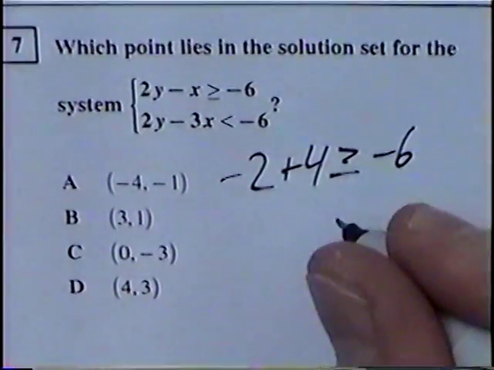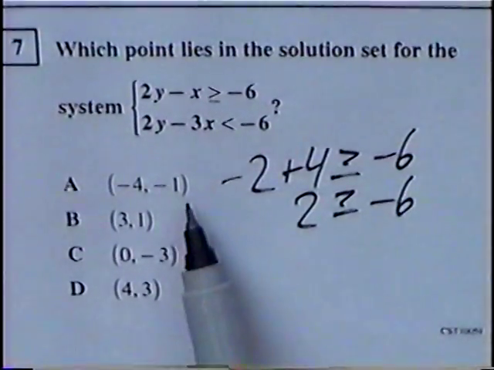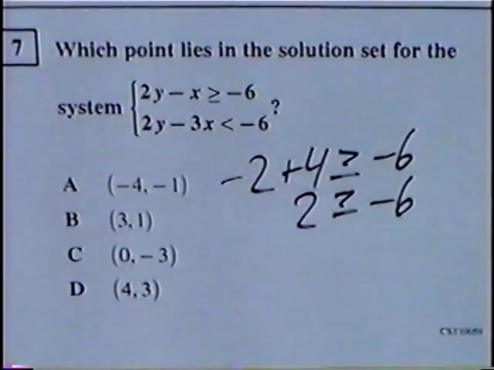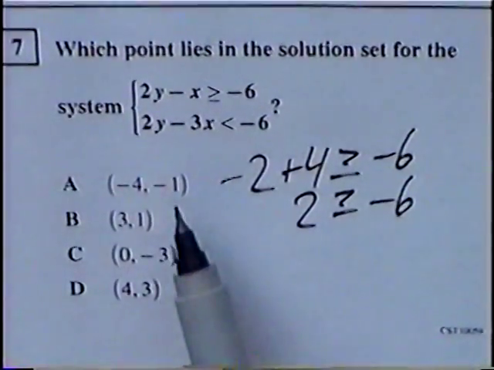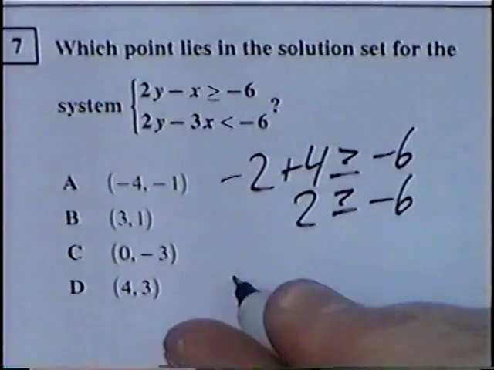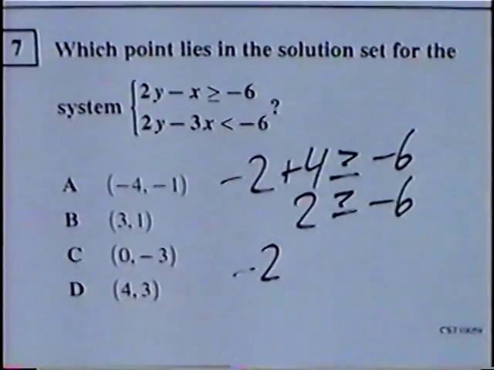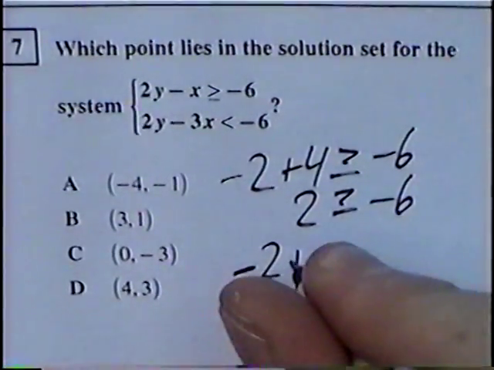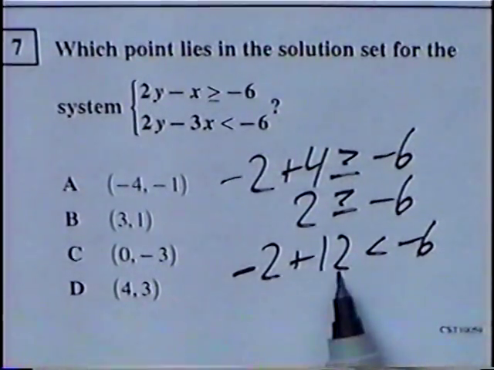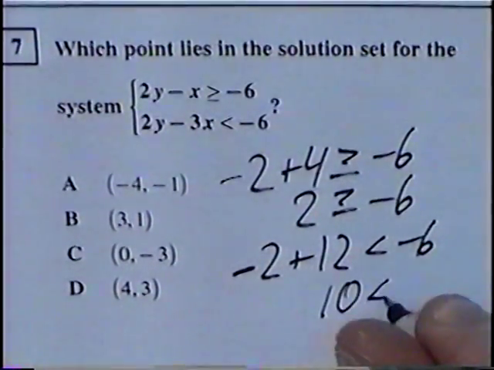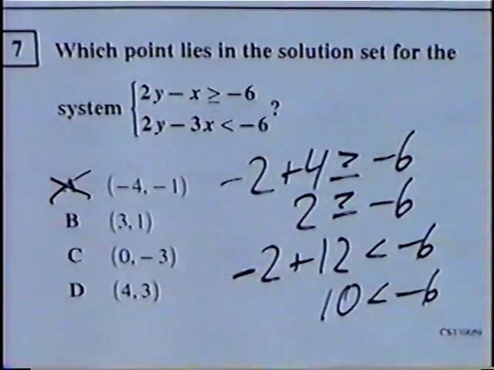Negative 2 plus 4 would be 2, and 2 is greater than negative 6, so the point works for the first inequality. To make sure it's a solution, it should work for the second inequality as well. 2 times y, or 2 times negative 1, would be negative 2, and negative 3x, negative 3 times negative 4, would be positive 12, is less than negative 6. Negative 2 plus 12 would be 10. 10 is not less than negative 6. So A is not the correct answer.